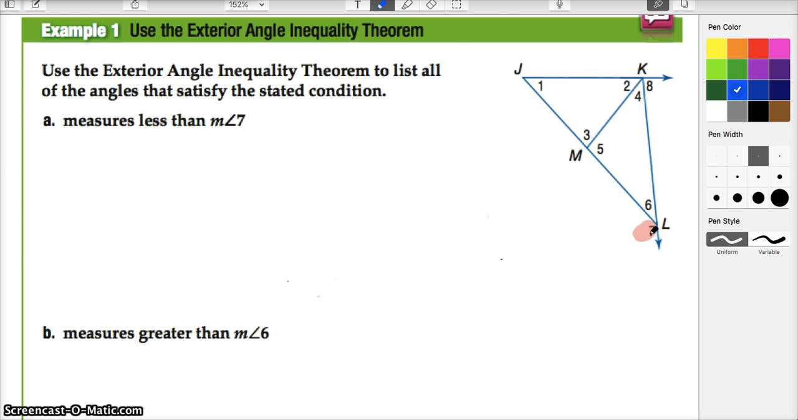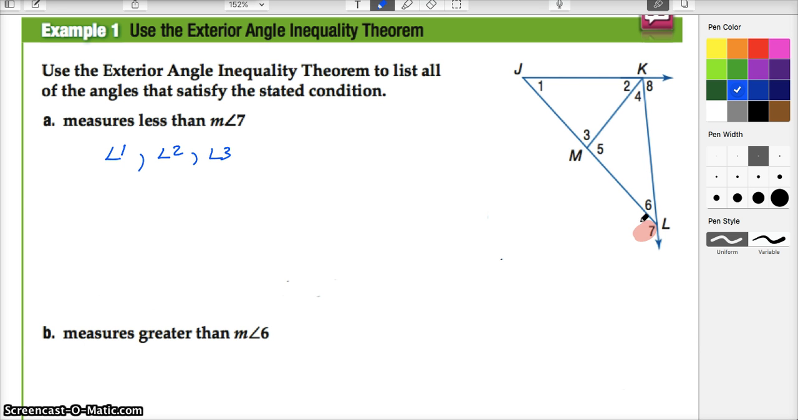So let's take our time and just pick off the things that we know. The theorem told us that angle 7 is going to be greater than the two remote interior angles. So it's greater than this angle 1, and it's also greater than this angle JKL. So if it's greater than JKL, it's got to be greater than the parts that make JKL, which would be angle 2 and angle 3. So I'm going to list angle 1, angle 2, and angle 3.